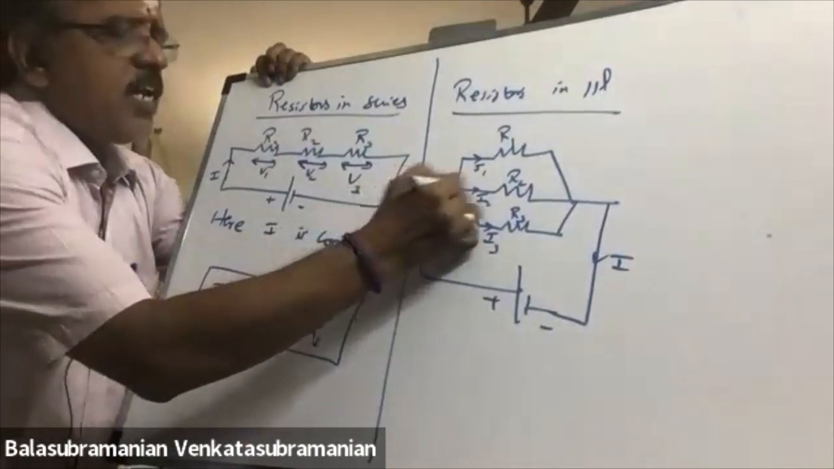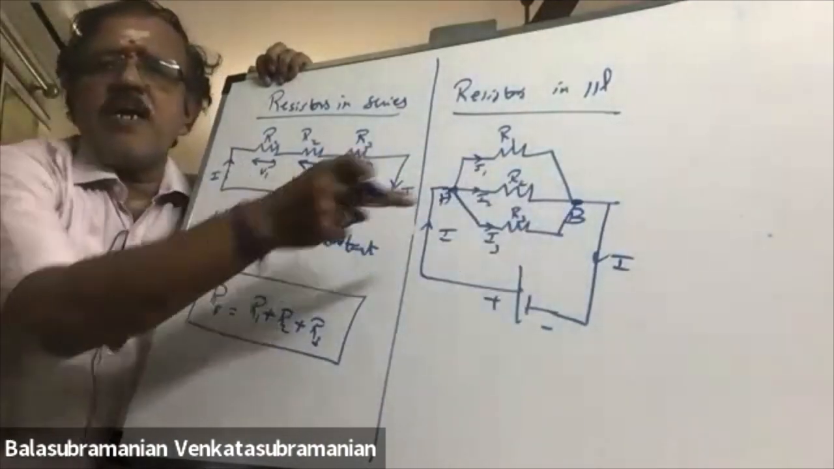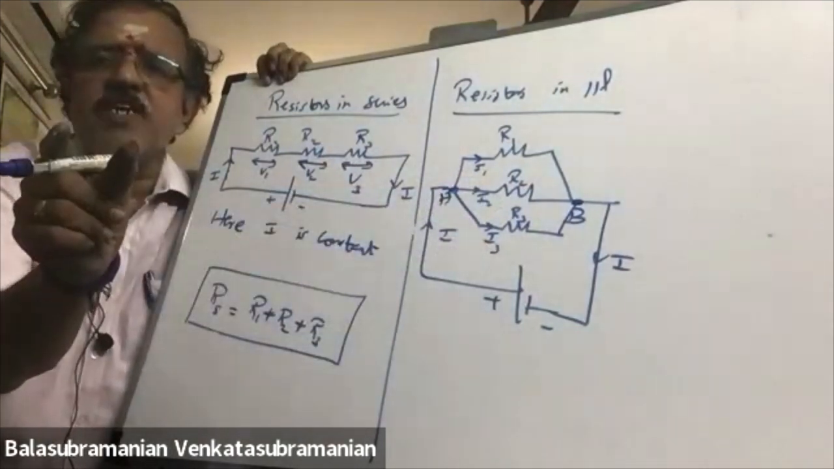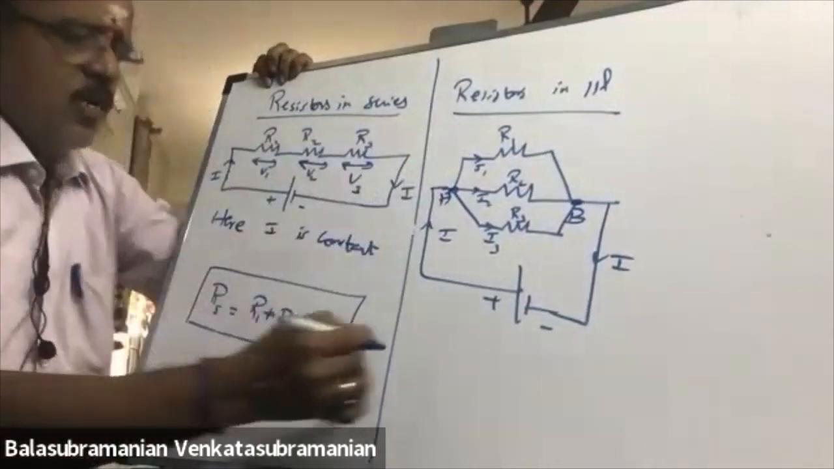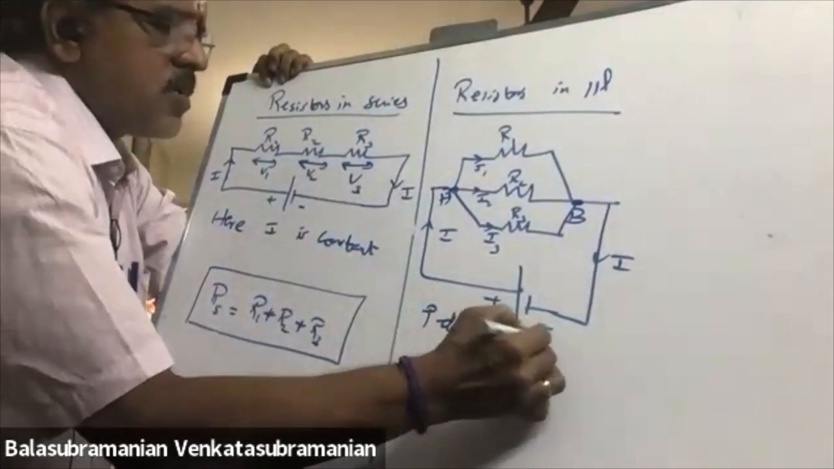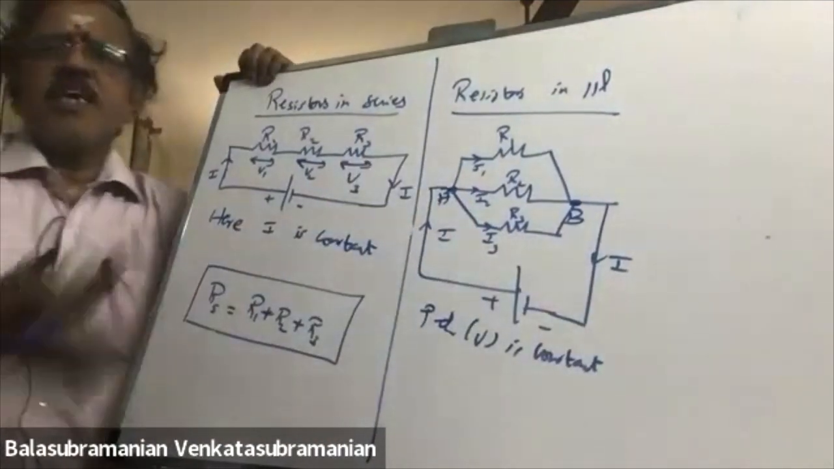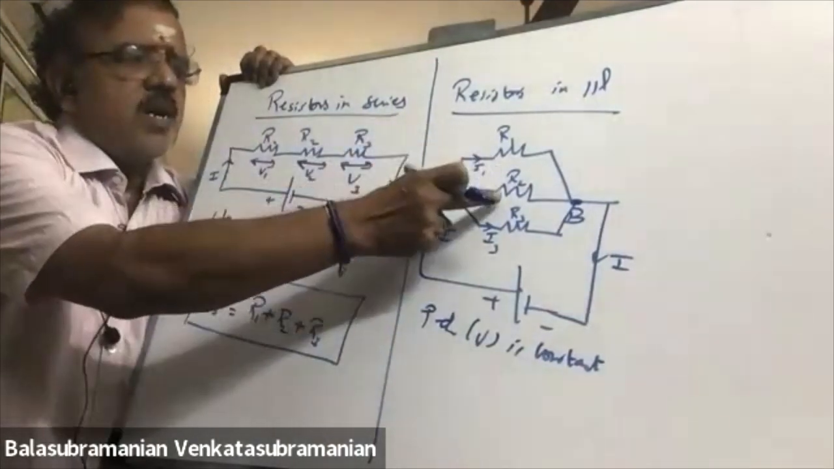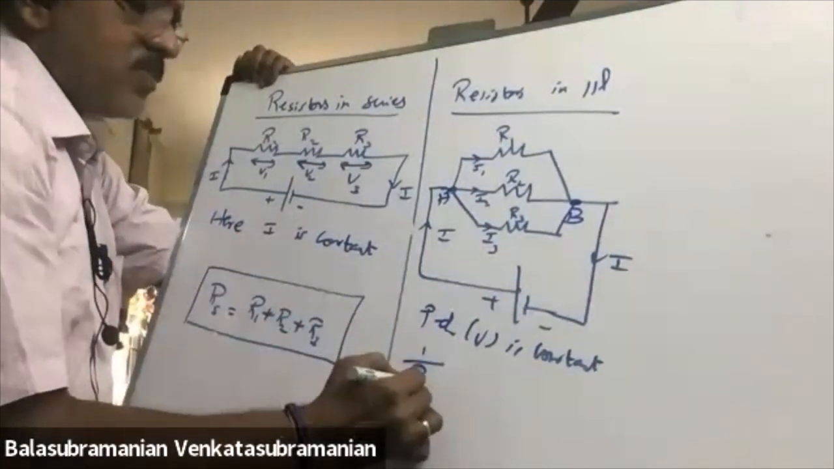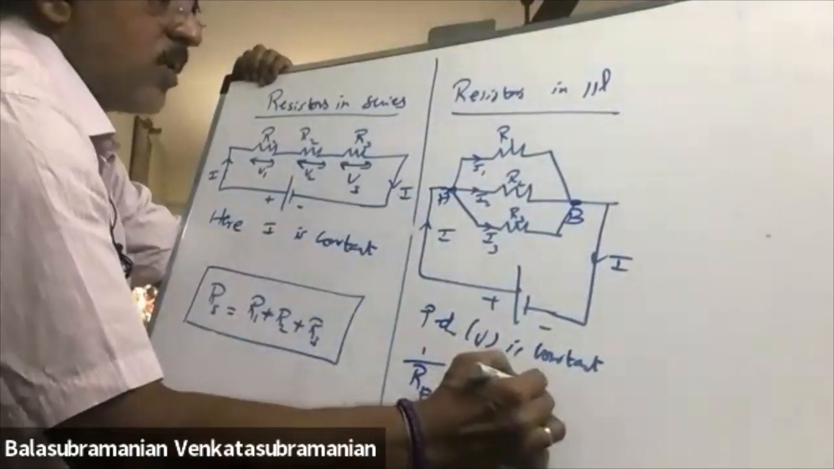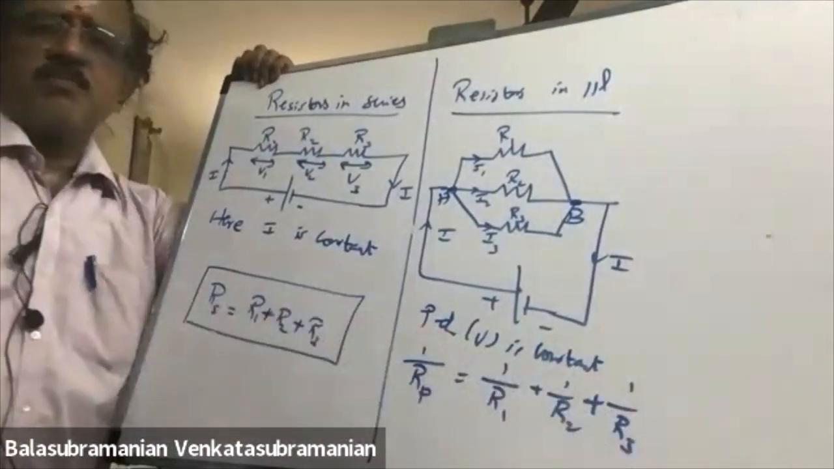See here, the starting point and ending point are the same for all the resistors. Starting point and ending point are the same, which means potential difference is constant. So you can say in parallel connection, potential difference V is constant. Current is different. Apply the same Ohm's law for R1, R2, R3. Calculate. You will get the final answer. 1 by Rp is equal to 1 by R1 plus 1 by R2 plus 1 by R3.